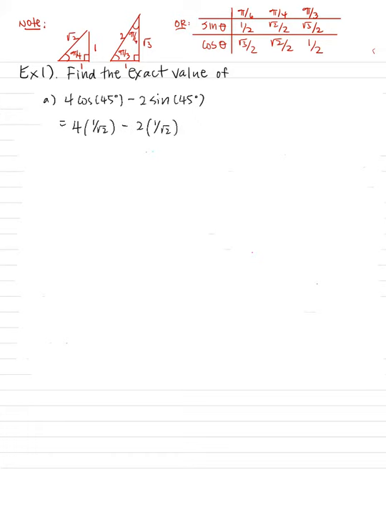Okay, so then what do we get here? So we're going to have 4 over root 2 minus 2 over root 2. So it looks like we're going to have 2 over root 2, and let's just rationalize the denominator. Then our answer is what? 2 root 2 over 2. We can kill the 2's, and then our answer is square root of 2.